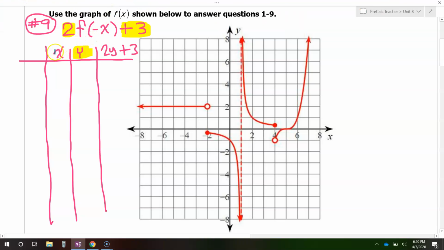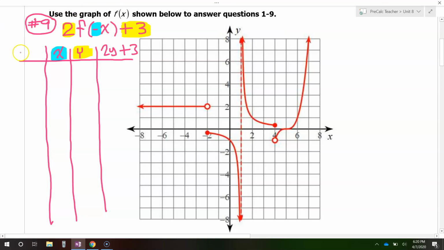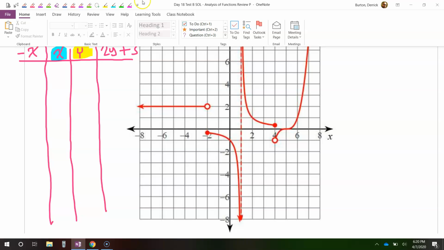There is another transformation that will affect the x values, and those transformations are always inside the function, and the only one is this little negative sign. But because of that, we're going to do the opposite of all the x values. So these are the transformations we're going to be doing. Now let's go ahead and pick the key points.